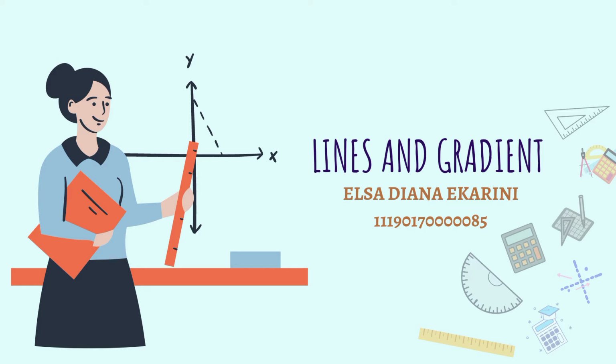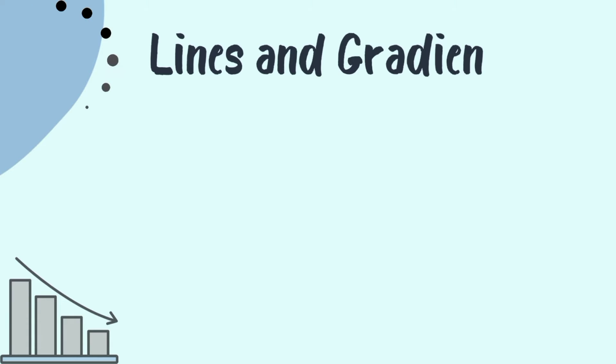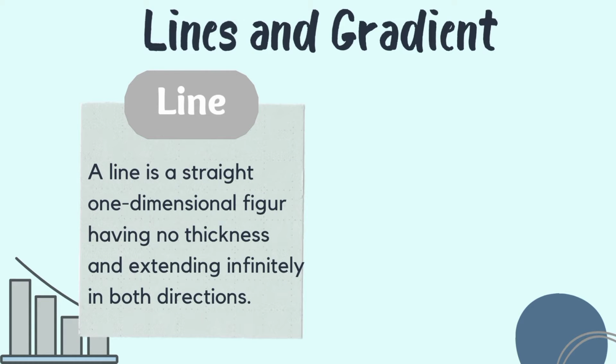In this video, I will explain how to solve a mathematical problem using the concept of lines and gradient. But before explaining that, I will explain a little bit about what lines and gradients are. Line. A line is a straight one-dimensional figure having no thickness and extending evenly in both directions.